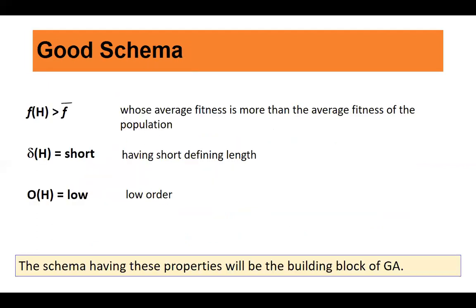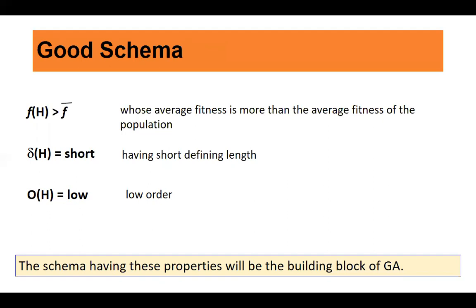Fine. Now, f(H) greater than f bar. What does it mean? A schema whose average fitness is more than the average fitness of the population. You have already seen this. We know what f(H) is, we know f bar, right? And if it has a short defining length, what is defining length? It is represented using delta H. A schema has a short defining length. And what is defining length? The difference between the first fixed bit and the last fixed bit.